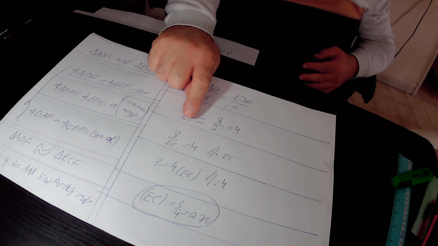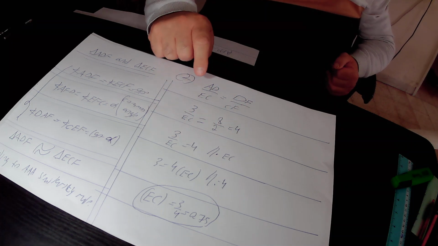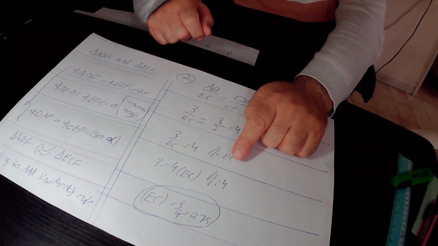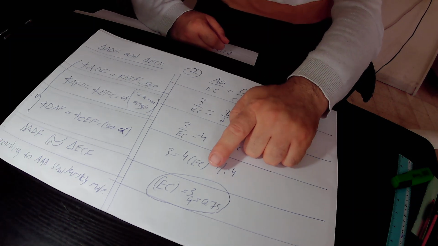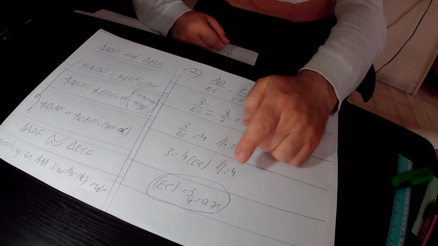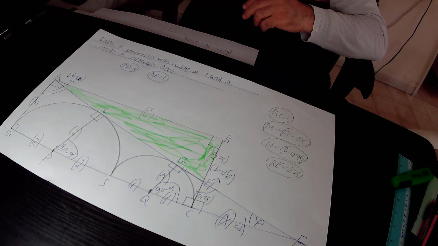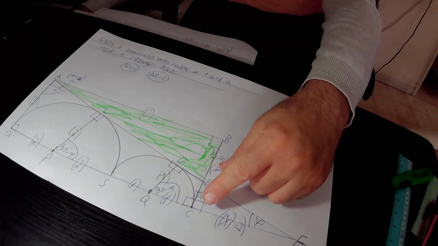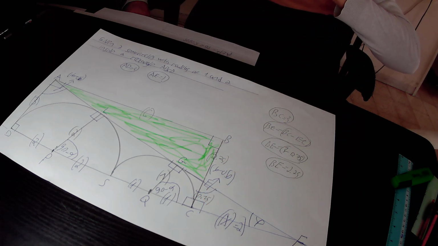Here we multiply this equation by EC, and we find that 3 equals 4 times EC. Here we divide this equation by 4, and we find that the missing side EC equals either 3/4 or 0.75 units. Again, this missing side EC equals either 3/4 or 0.75 units in its length.